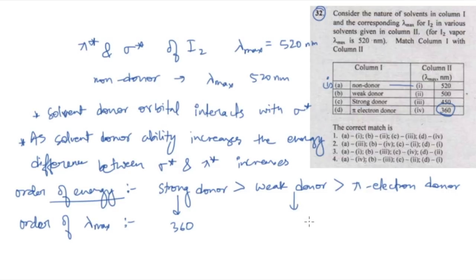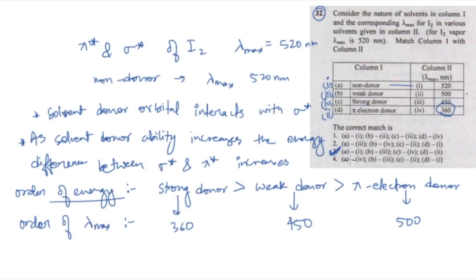Then comes your weak donor, it will give you a little higher lambda max. So your weak donor will give you around 450, right? And your pi donor ligand will give you a little more higher lambda max, that is around 500. So this is how they will be matched. B will be matched with third, C will be matched with fourth, and D will be matched with second. So like that, your option number 3 becomes your correct choice. In this way, you have to solve this question.